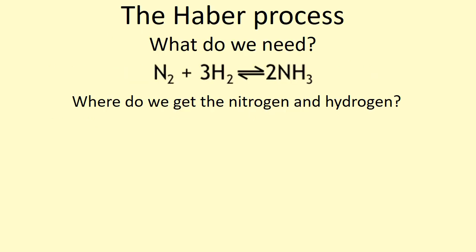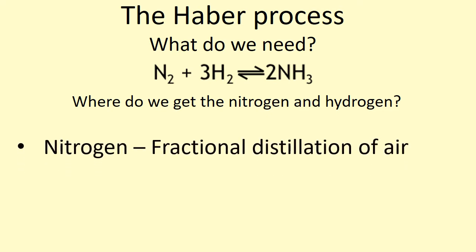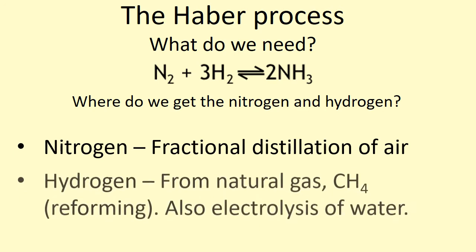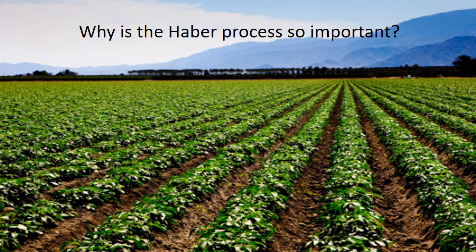So back to the Haber process. So let's have a look. We are reacting nitrogen and hydrogen to make ammonia. So where do we get the nitrogen and hydrogen from? Nitrogen is from the fractional distillation of air, and hydrogen can be from natural gas, so methane, and also from electrolysis of water.